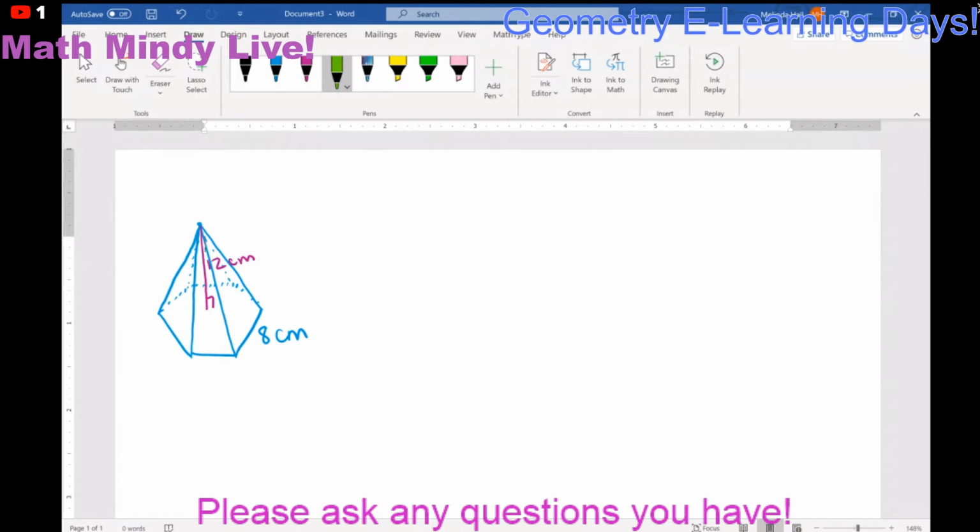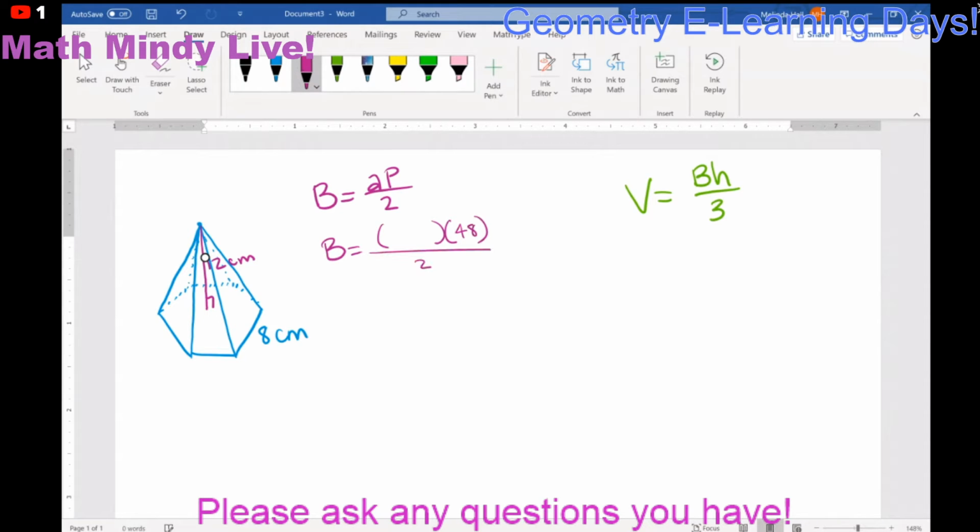So since it is a pyramid, we are going to use that volume is your base times your height divided by 3. With that, first we have to find our base area. Since we have a hexagon as our base, my base area is going to be apothem times perimeter divided by 2. In this case, we have to solve for the apothem, which we'll do here in a second. But our perimeter would be 8 times our number of sides, which is 6. And 8 times 6 is 48, and that's all going to be over 2.